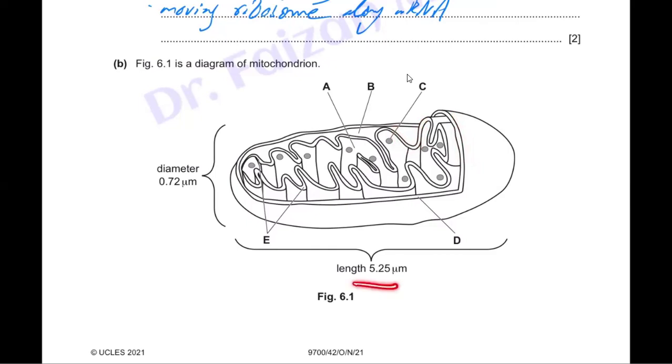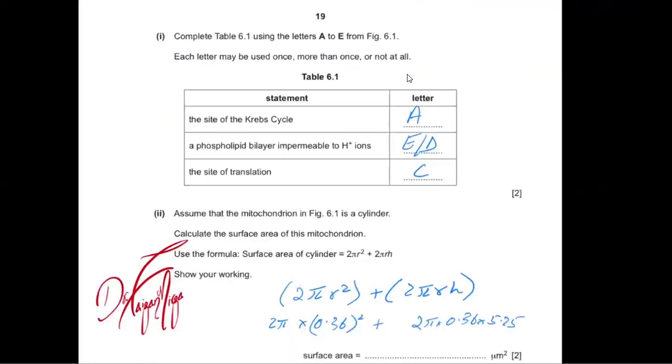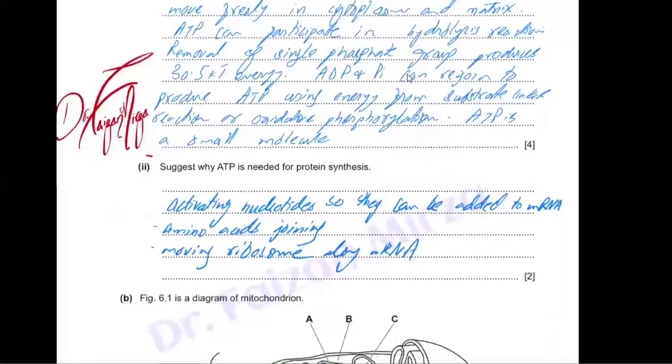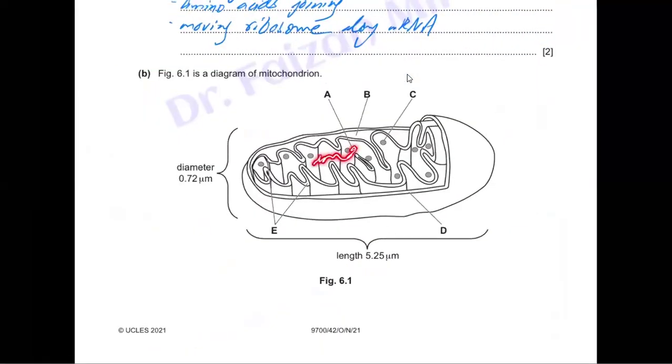The length is provided as 5.25 micrometers. The diameter is 0.72 micrometers. Now, using these values, they're asking us to complete the table using letters A to E. Each letter may be used once, more than once, or not at all. Where will the Krebs cycle be occurring? It's occurring at A, because A is the region which is the matrix. So yeah, it will be occurring at A.